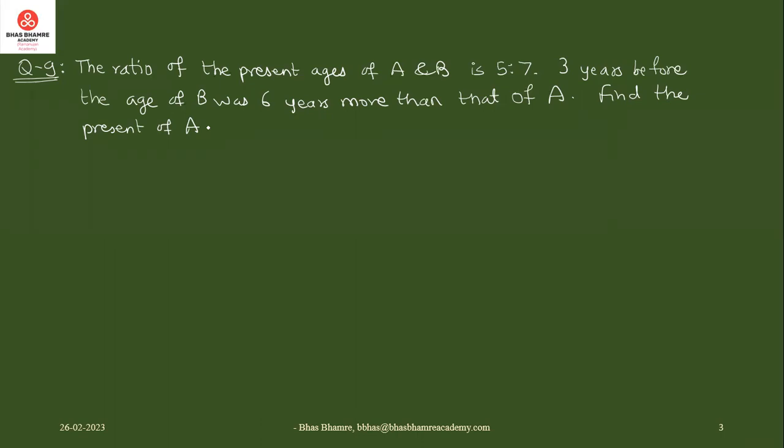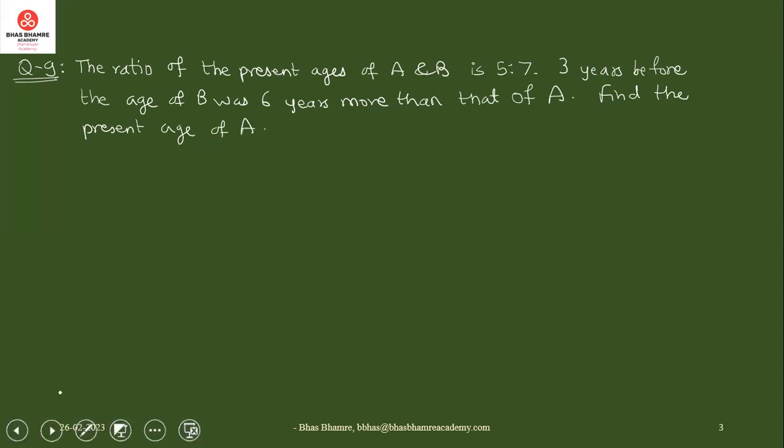The ratio of present ages of A and B is 5:7. 3 years before, the age of B was 6 years more than that of A. Find the present age of A. Okay, I didn't write age. Find the present age of A.